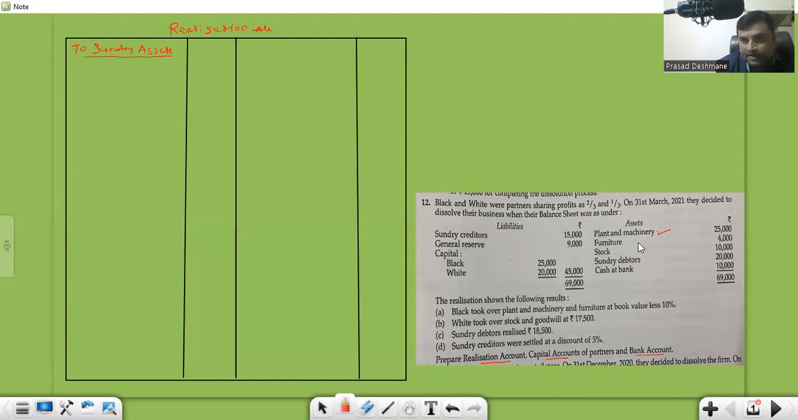Which assets are we going to record over here? Plant and machinery we record, yes. Furniture, yes. Stock, yes. Debtors, yes. But cash we don't record over here; cash we record somewhere else. So I'll record one by one. Plant and machinery, 25,000. Without checking any adjustments, directly record it. Sometimes we have to check the adjustment also, but this is the basic sum, so no need to check any adjustment. Just record it as it is provided in the sum.